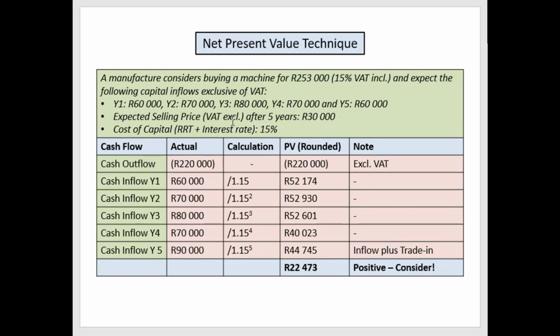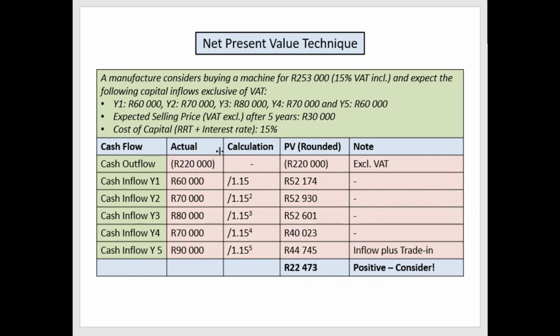Okay. And he says that the cost of capital, which is exactly the same as his required rate of return, is 15%. So the cost of capital is the required rate of return plus the interest rate. That is the cost of capital. That is what he wants, because he wants to beat interest and he still wants to make a decent profit.